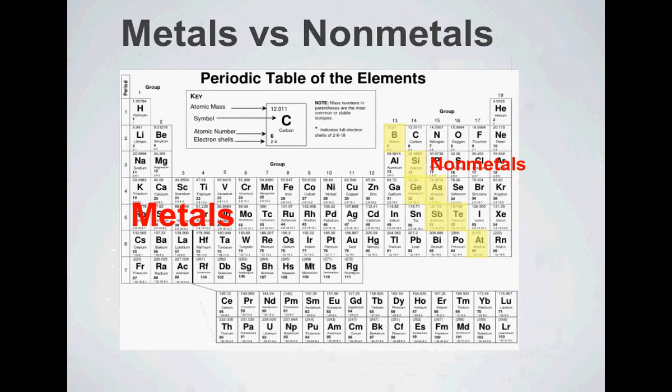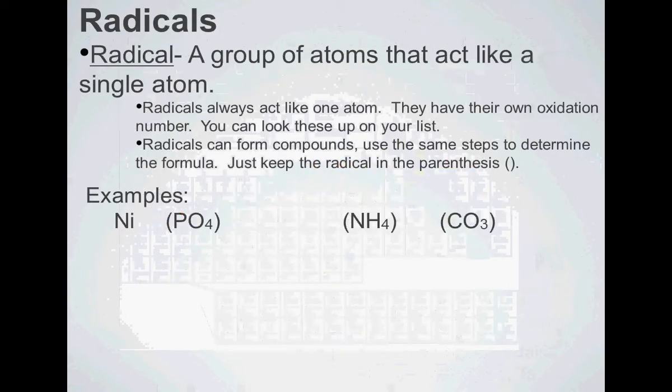And we have this staircase here that is where the metalloids are. Many of the things along that staircase act as both a metal and a non-metal. They can act in either way. Those are called the metalloids. All right.